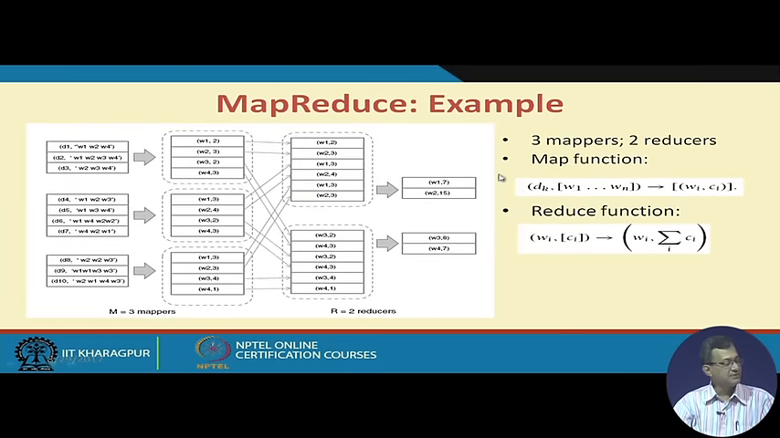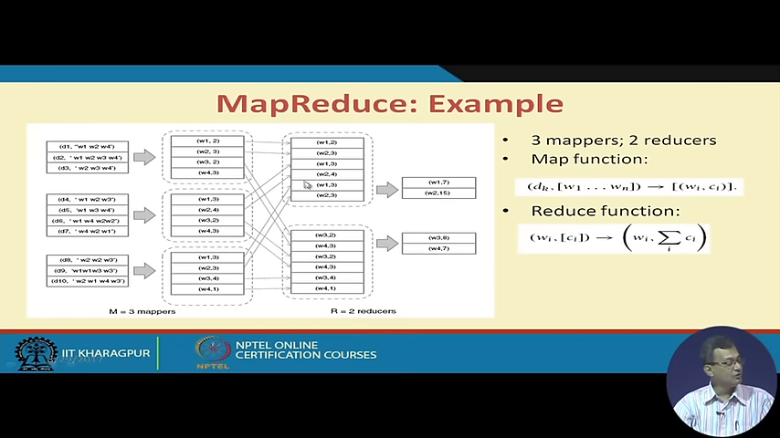So, a MapReduce example. There are three mappers and two reducers. The map function, if you remember our previous lecture and discussion, was on a huge volume of words, and what we want to do is a word count, right. Every mapper has a chunk of the data, like this mapper has D1, D2, D3 and this one has D4, D7, D8, etcetera. Every mapper does a partial count of the words W1, W2, W3 and so forth.